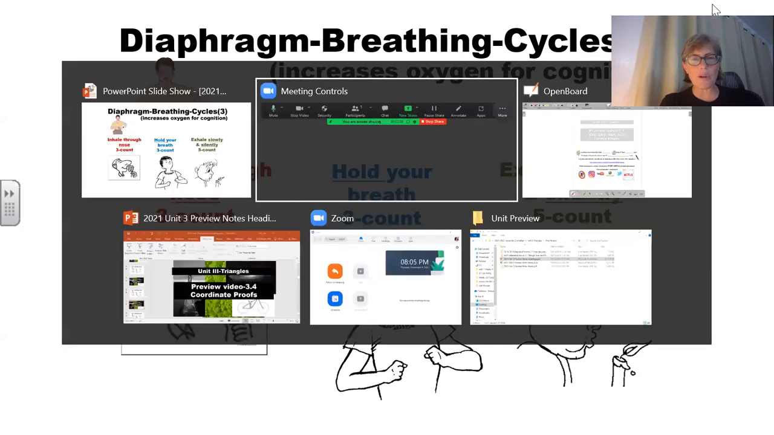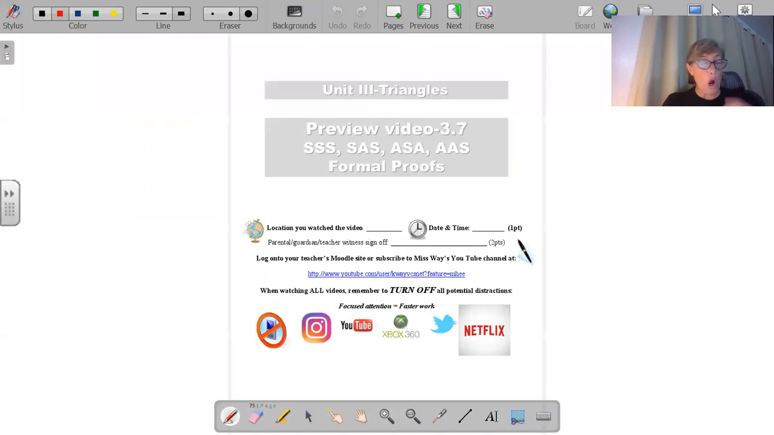Alrighty, students, welcome to your last lesson in our longest unit of the semester, triangles. We're going to continue talking about shortcuts, triangle shortcuts, and introduce you to something called formal proofs. Don't forget date, time, location, as well as a parental or guardian sign-off.